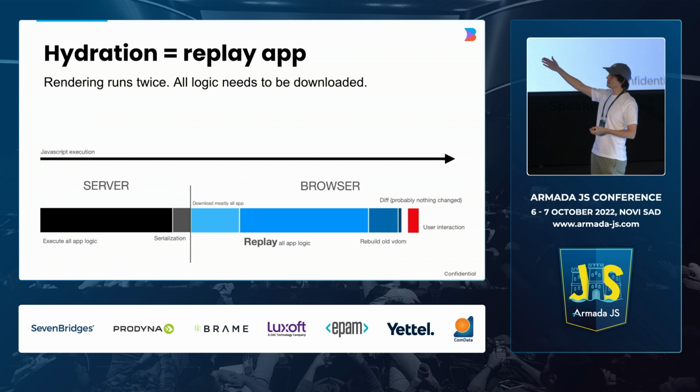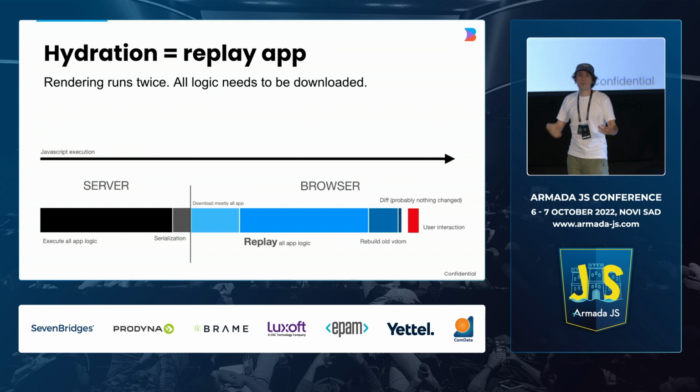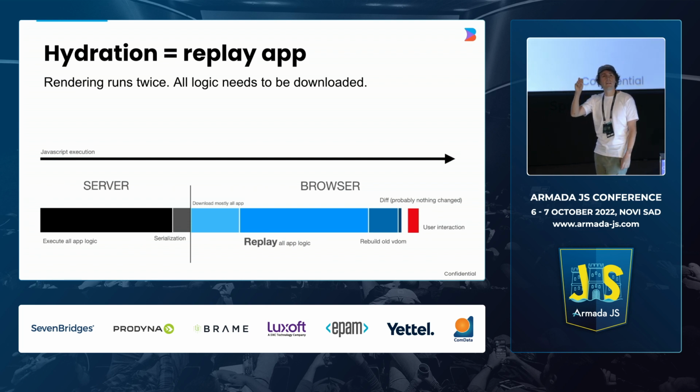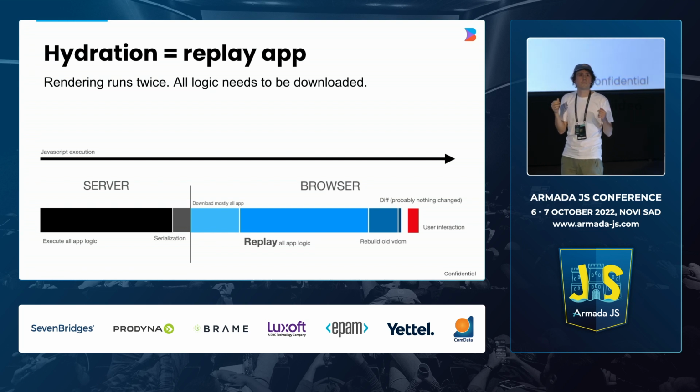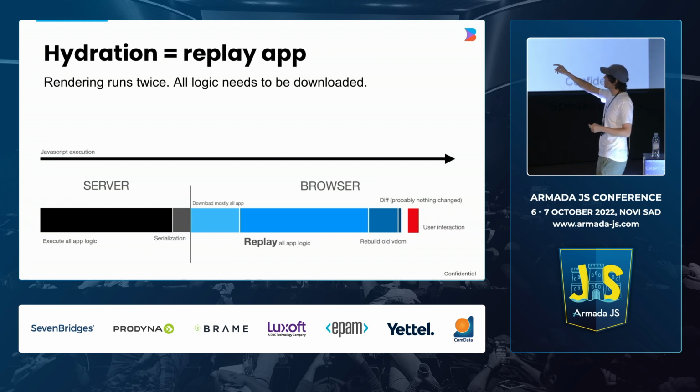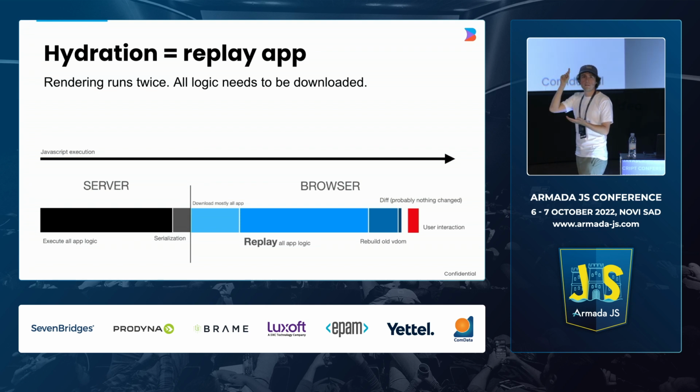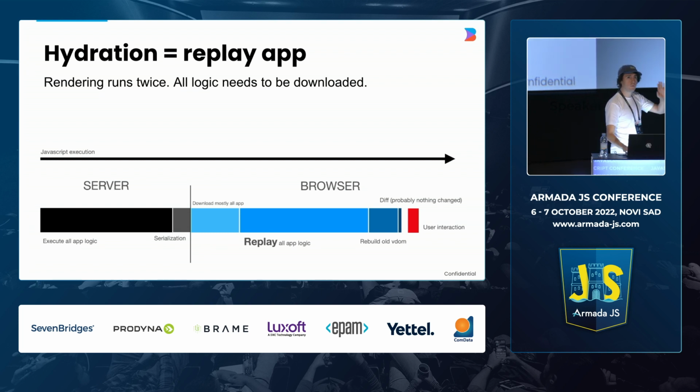So here we see a timeline. The server is doing a lot of stuff. It's serialized, and then the browser needs to download mostly all the app, or most of the components being used in the page. And then it needs to replay. So every time you hear hydration, I want you to think about replay. This is work that was already done on the server. It's not doing other stuff. It's doing exactly the same thing. It's all waste. It's pure overhead. It does all the logic, then it might do some diffing, see that pretty much nothing changed, and at that point, the user is interactive. The app works. Until now, it was just dead HTML.